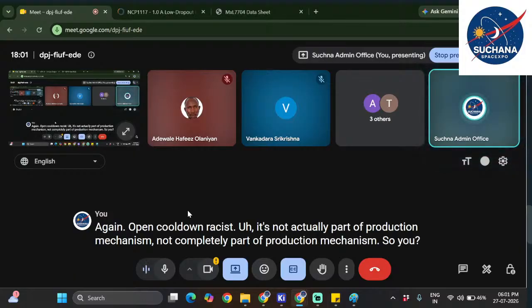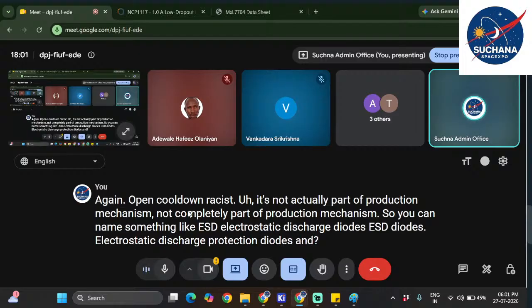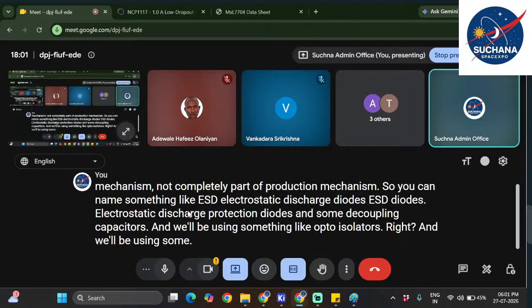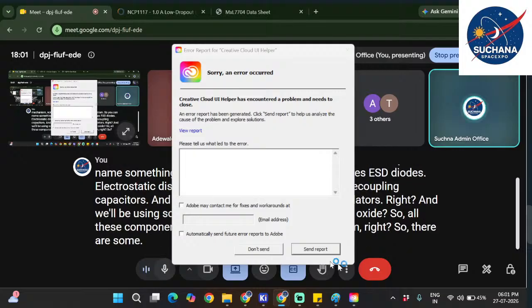So you can name something like ESD diodes, electrostatic discharge protection diodes, and some decoupling capacitors, bulk decoupling capacitors, and we'll be using something like opto isolators, and some fuse and metal oxide varistors. So all these components are used for protection mechanisms. So there are some standard protection circuits.